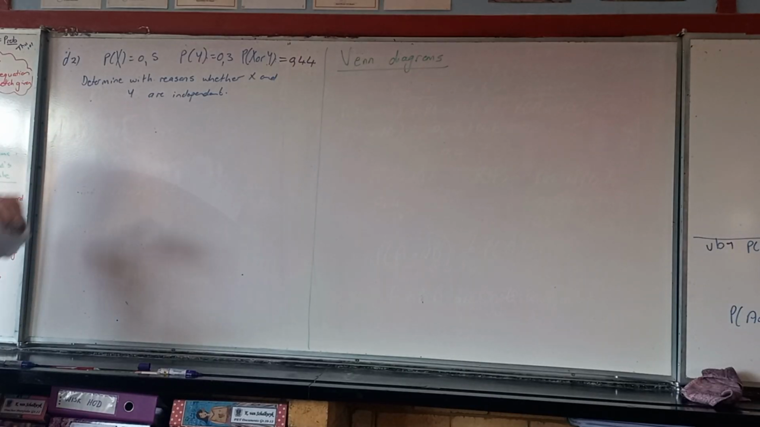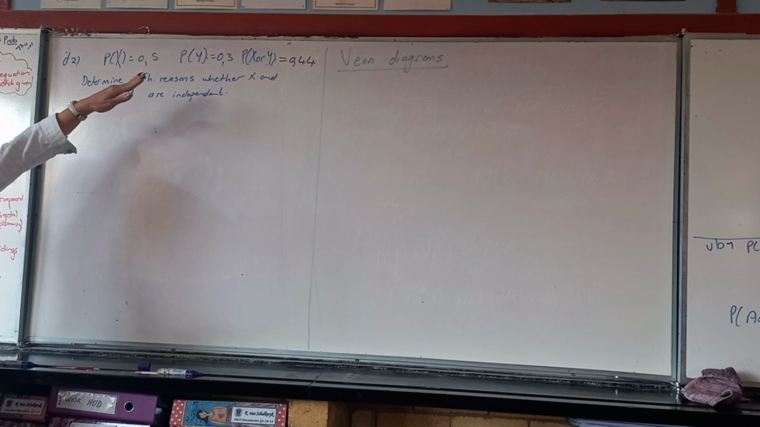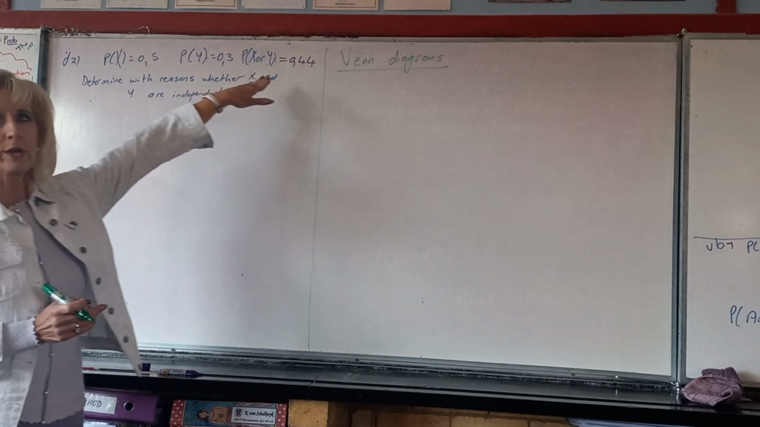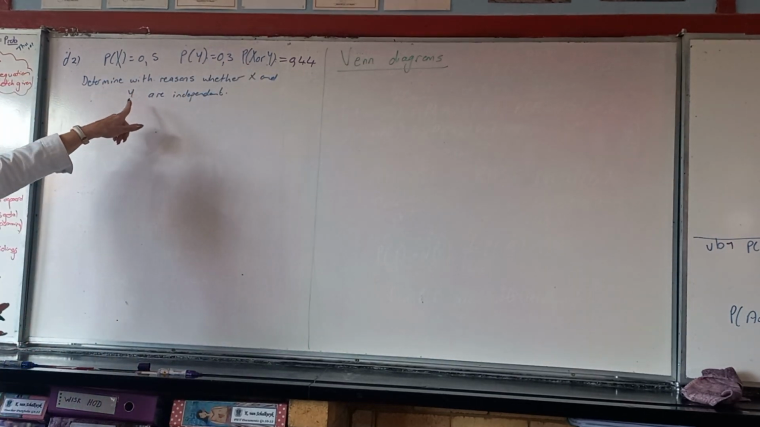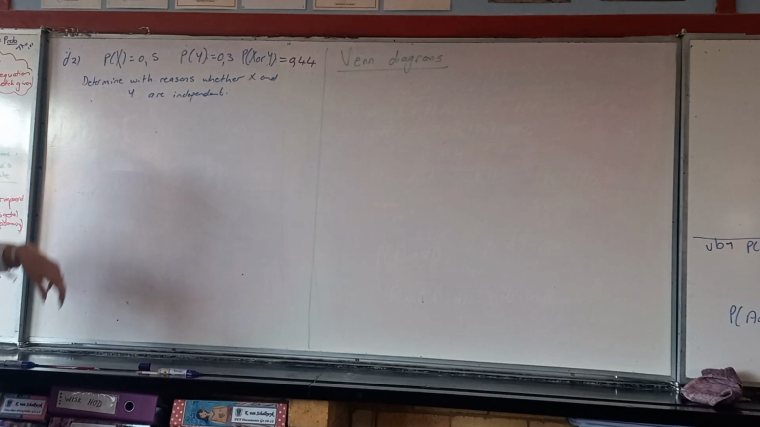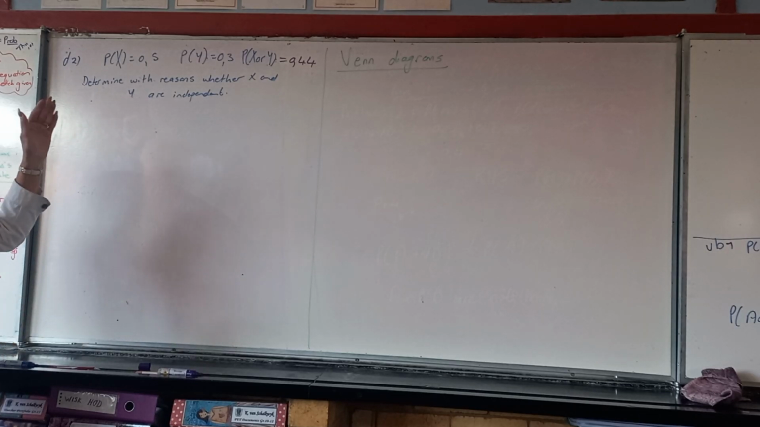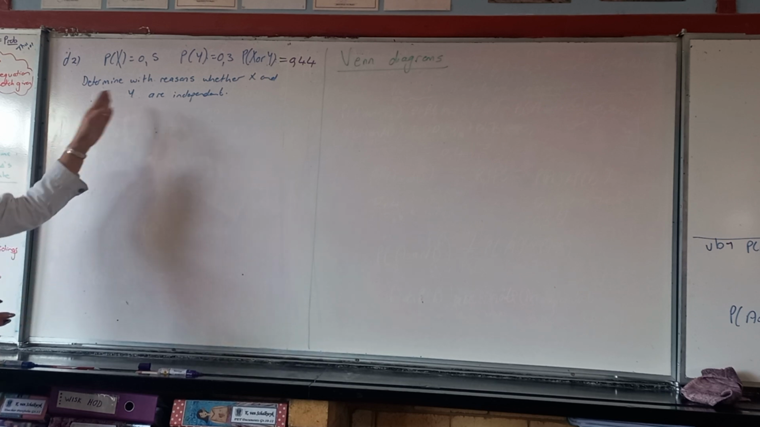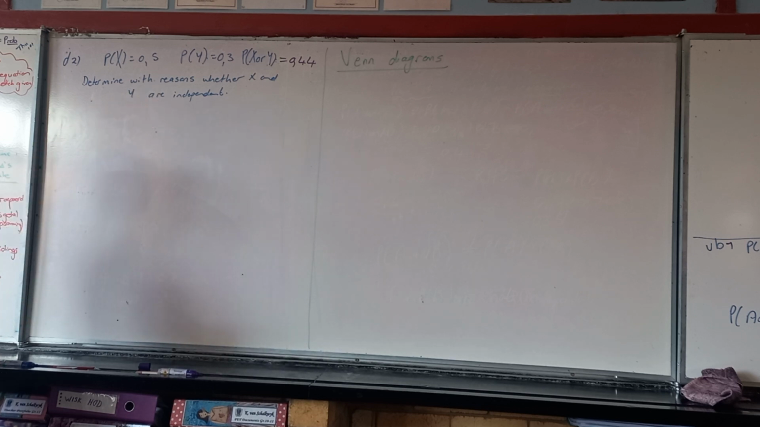Okay. Same sum. Probability of x is given, probability of y is given, the or is given, but the question is determine, and I wrote a long sum out here so that you can see how it gets asked. Determine with reasons or prove with calculations, but you must give reasons, you must show how you got there. Determine whether x and y are independent.